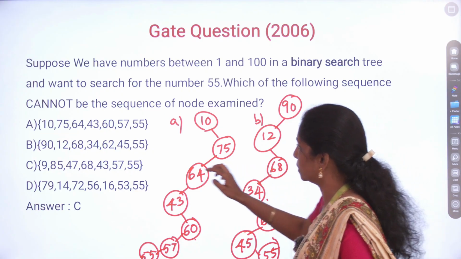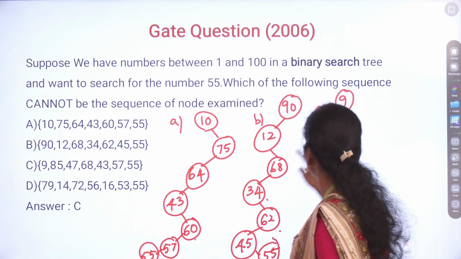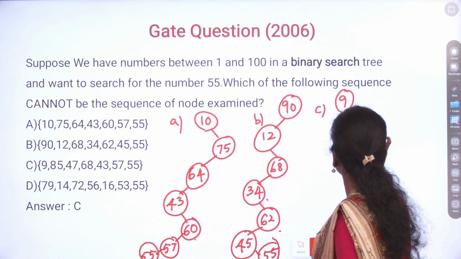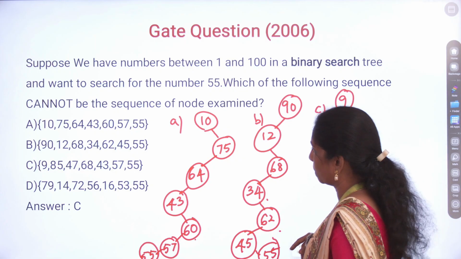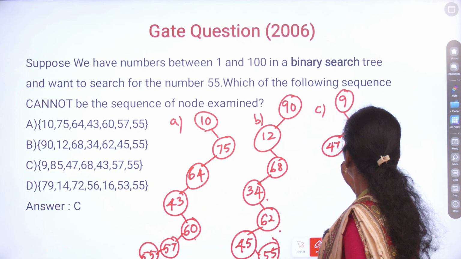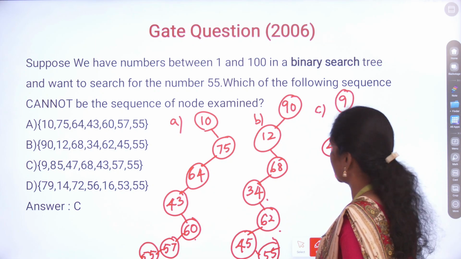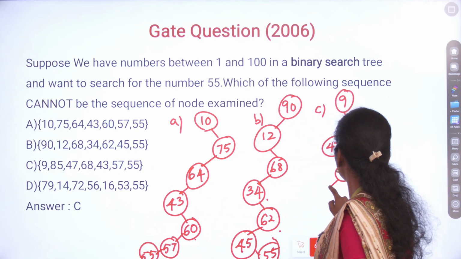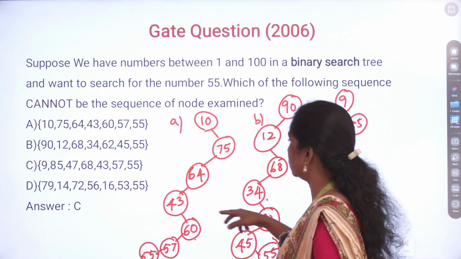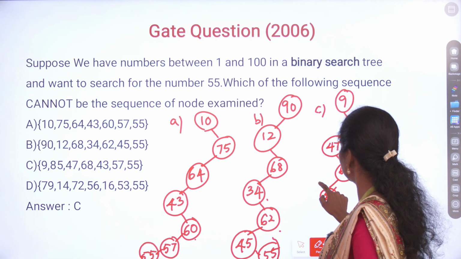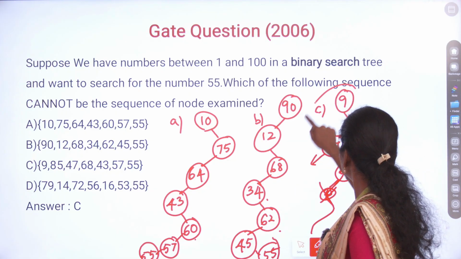Let's see the third option, 9. The next value is 85. So 85 is greater than 9, so right hand side. 47 is lesser, so left hand side. 68 is greater than 47, so right hand side. Then 43 here. But 43 has to come here, as in the option, but it doesn't follow the sequence. Oh, this is not a sequence. It has to come here, but it doesn't follow a sequence here. So this is the answer.